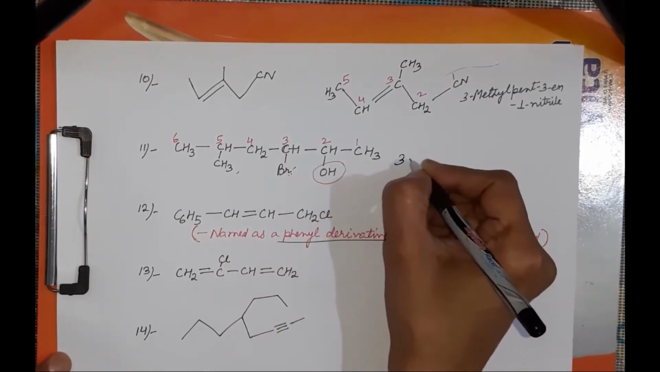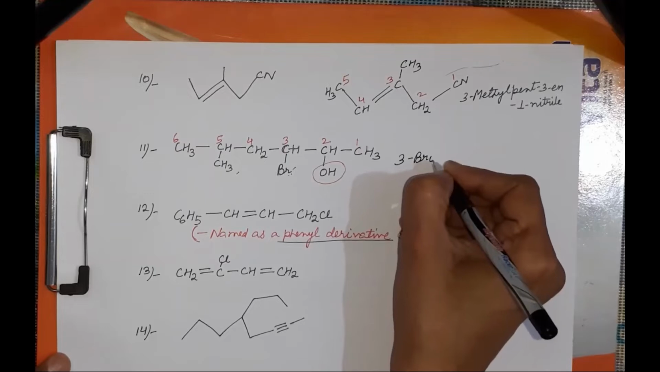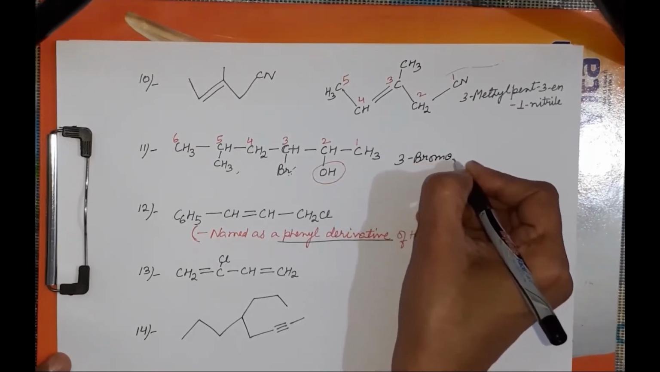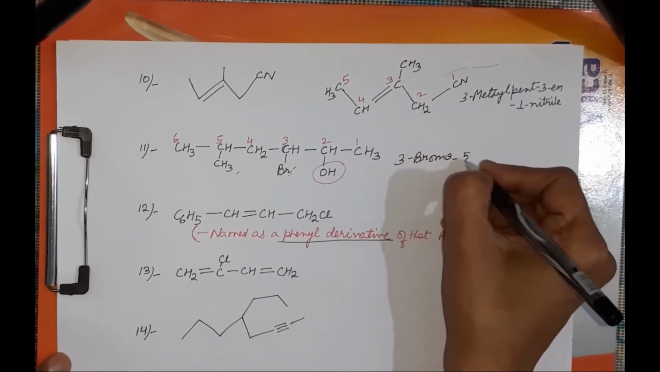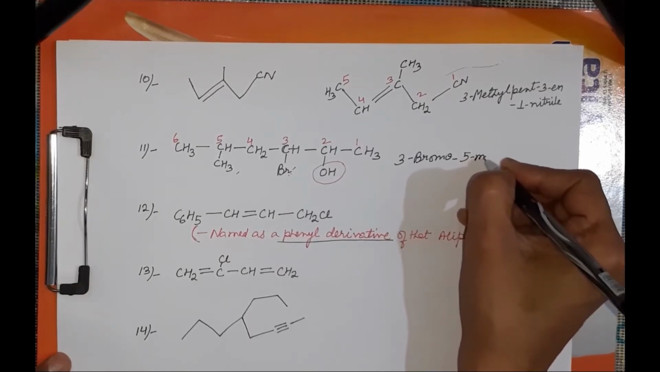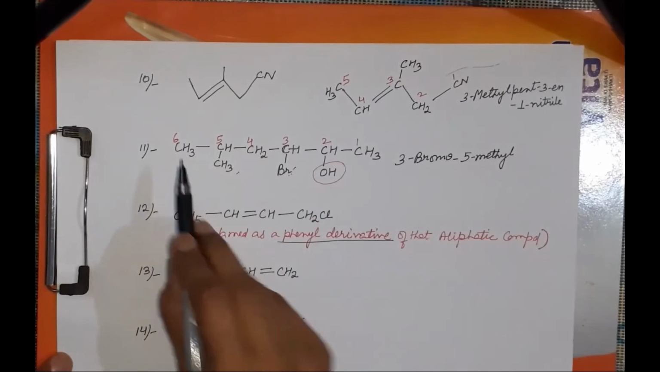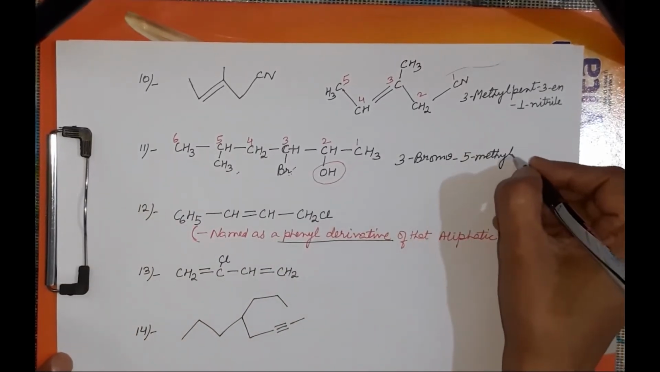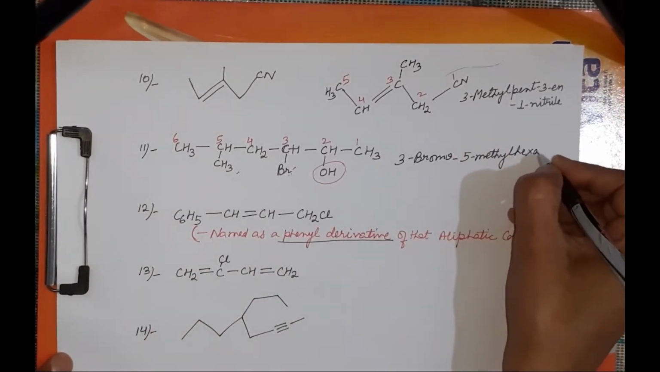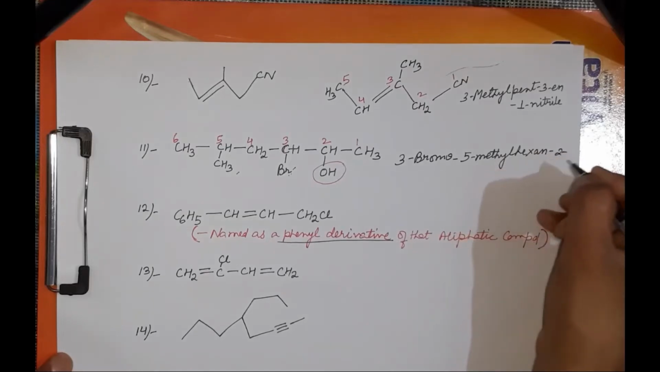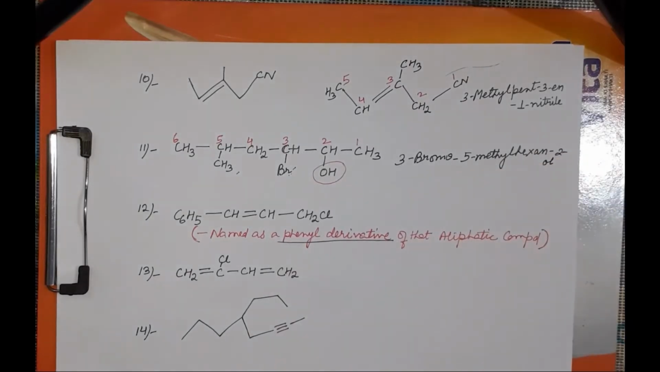So name will be 3-bromo, 5-methyl, 6 carbon parent chain, hexane, 2-ol. So this will be the name.